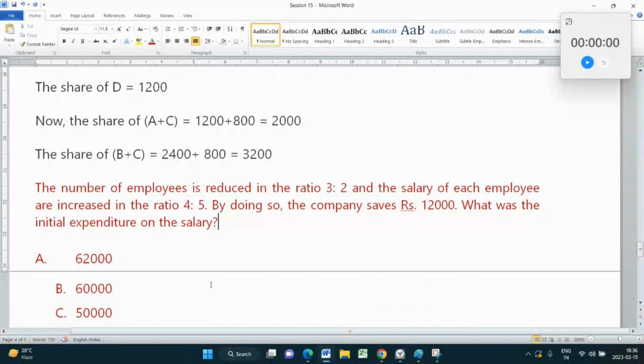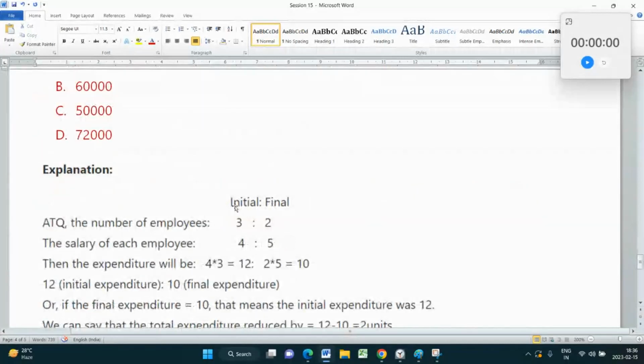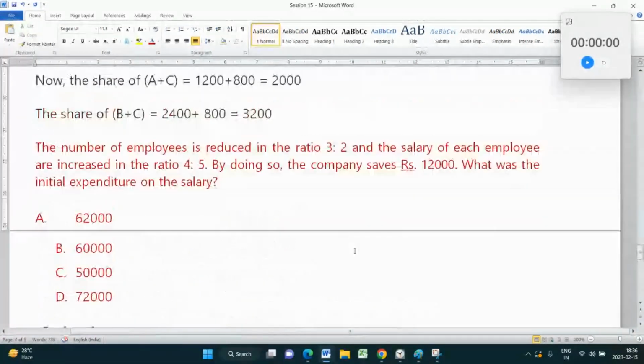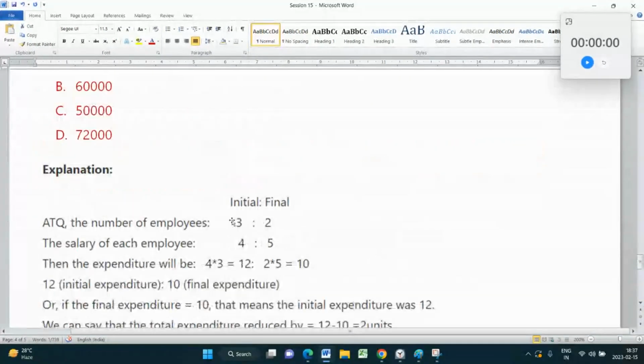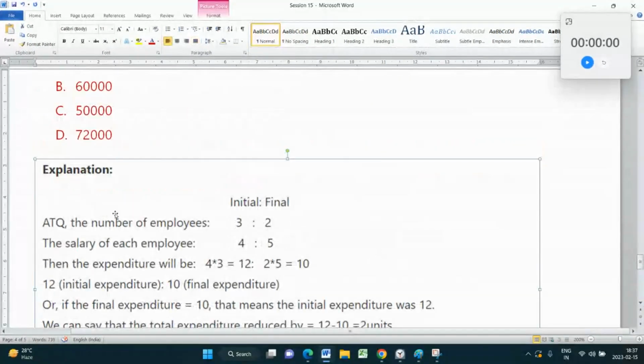So the ratio is, the initial is 3:2. 3 is initial, 2 is final, 4 is initial and 5 is latest. So 3:2 were the employees, salary was 4:5.